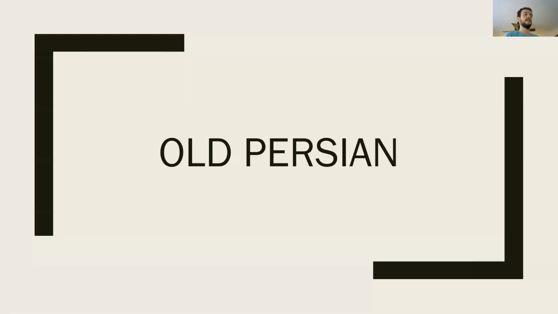This is LING 270, Language, Technology, and Society, Module 3, Decipherment. In this lesson, we'll talk about the decipherment process of Old Persian.